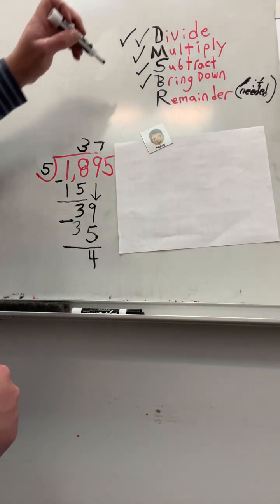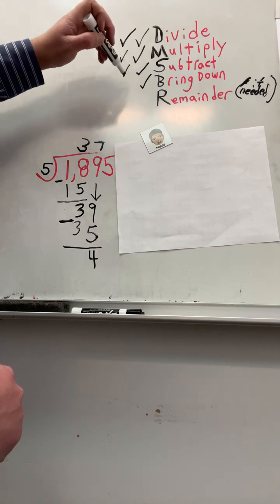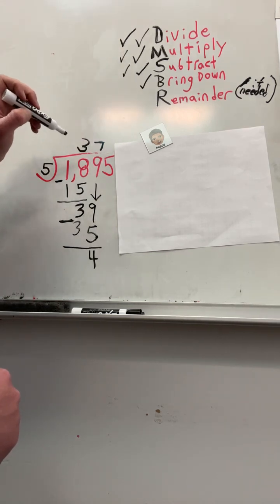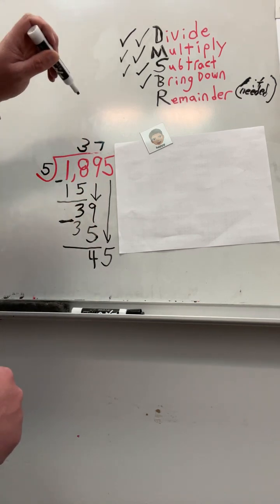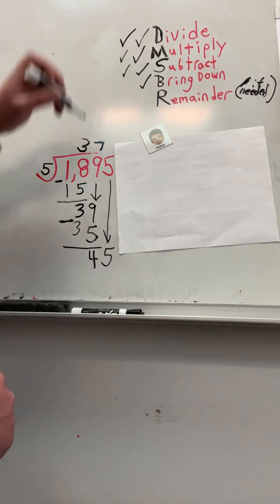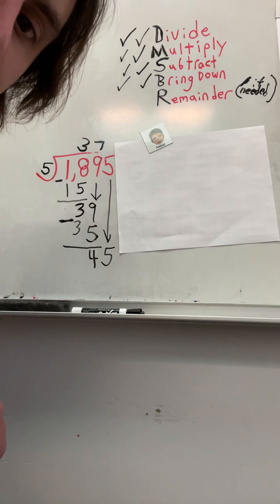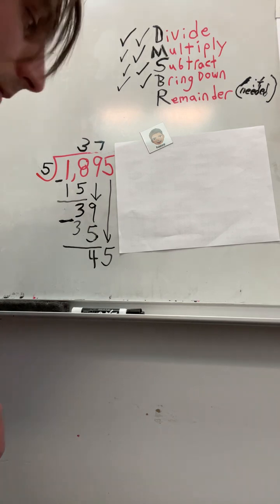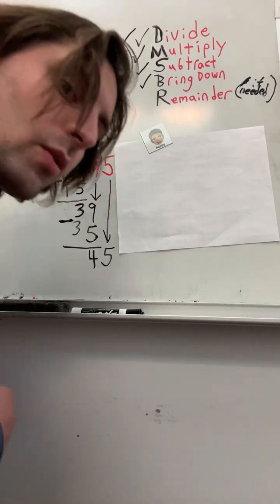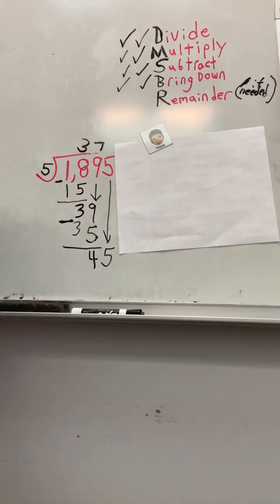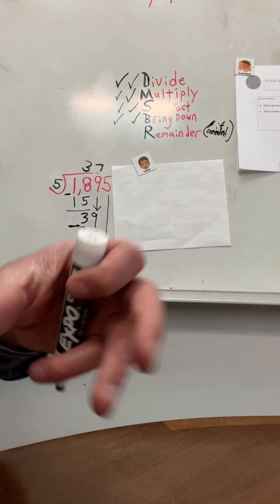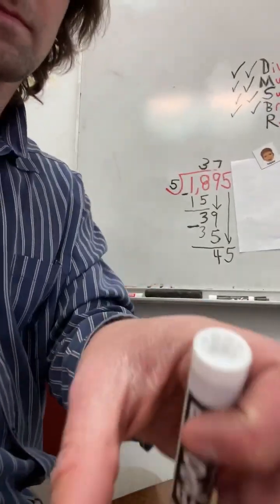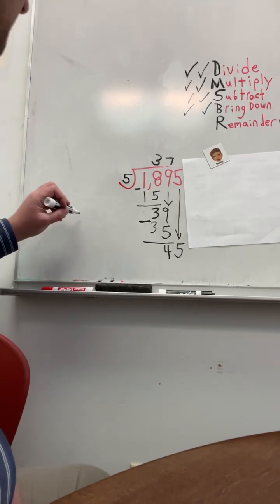And now, the next step, we are going to bring down the 5. We're going to bring down the 5 now. So now the 4 becomes a 45. So I got to figure out how many times 5 is going to go into 45. So I'm going to count by 5s again.